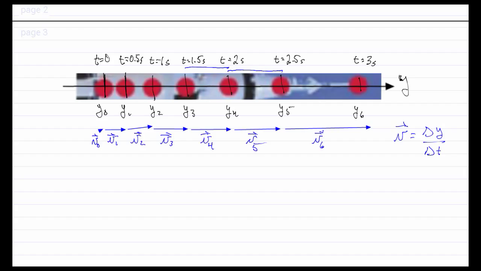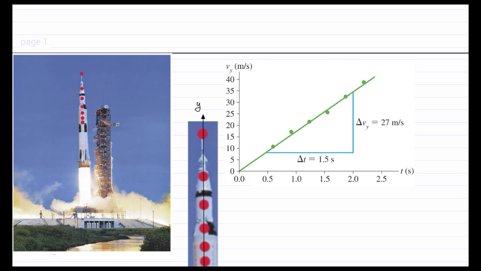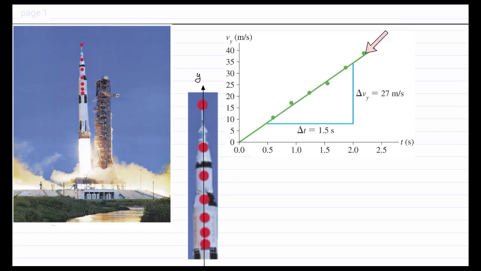Now, what can we infer about the velocity? Well, if we go back to our velocity versus time graph, the velocity is not constant. It's changing. It's increasing as this rocket accelerates. And because the velocity is linear, we know that the acceleration should be constant. So this is motion with constant acceleration.